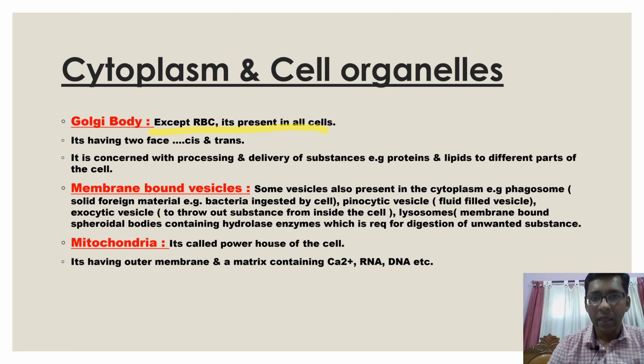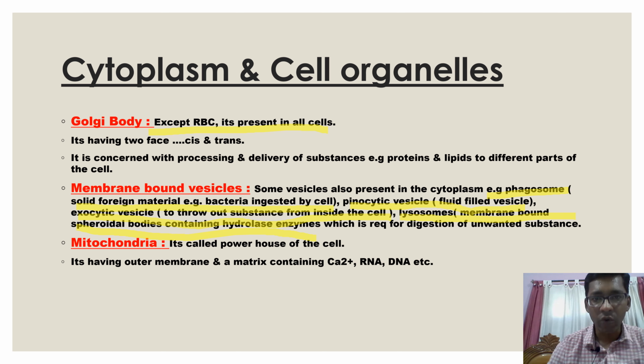Membrane bound vesicles. Some vesicles are also present in the cytoplasm, like phagosome, for solid foreign material, that is, bacteria ingested by the cell. In an earlier slide we have seen pinocytic vesicles, that is fluid filled vesicles, and exocytic vesicles to throw out substance from inside the cell. There are lysosomes also, which are membrane bound spheroidal bodies containing hydrolase enzyme. So these vesicles are nothing but some particles remaining inside the vesicle, and by which their name is determined. If it is fluid, it is pinocytic vesicle. If it is bacteria, it is phagosome. If it is enzyme, it is lysosome, like that.